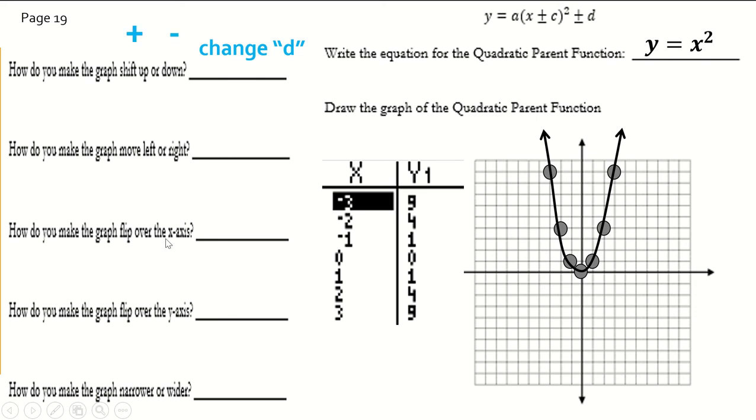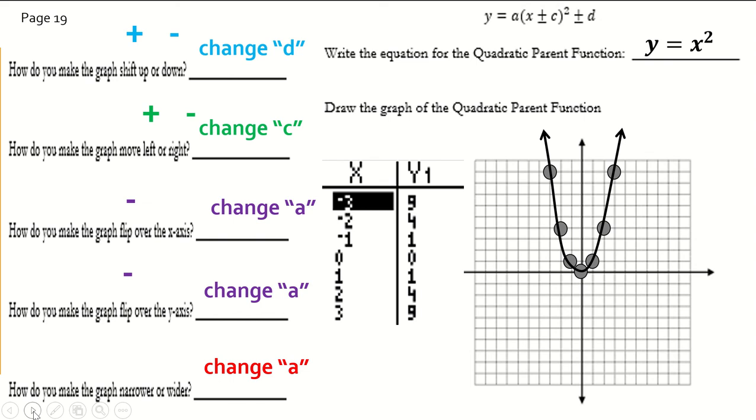If we change the d value, the number that's after the x squared that's added or subtracted, the constant, it would move the parabola. If it's plus d, we shift it up, or minus d, we can shift it down. If we change the c value inside parentheses, it moves left or right. Plus would move it left and subtracting c moves it right. For the a value, if we want to flip over the x axis, we could just make the a value negative.